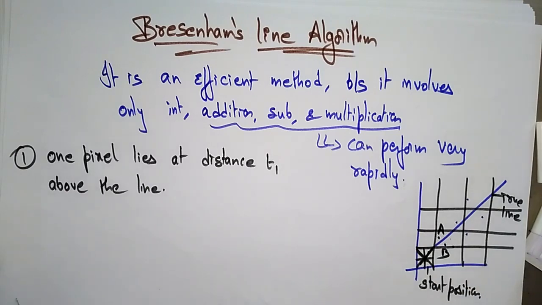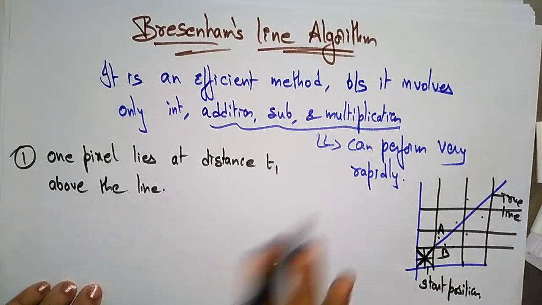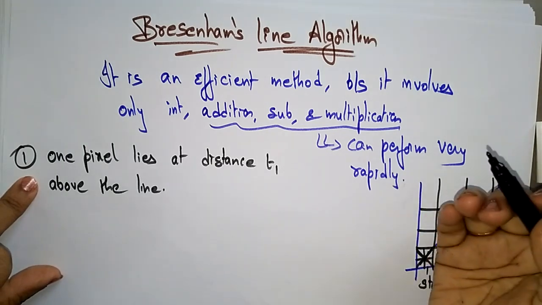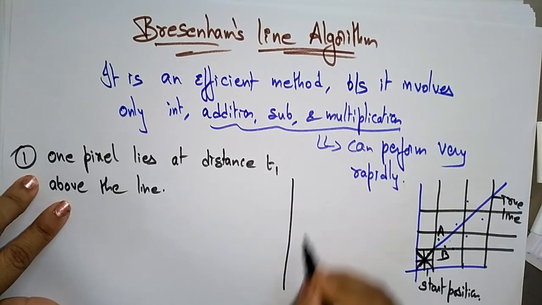So for that, you have to see this. For a given value of x, let's take one pixel that lies at a distance t1 above the line.